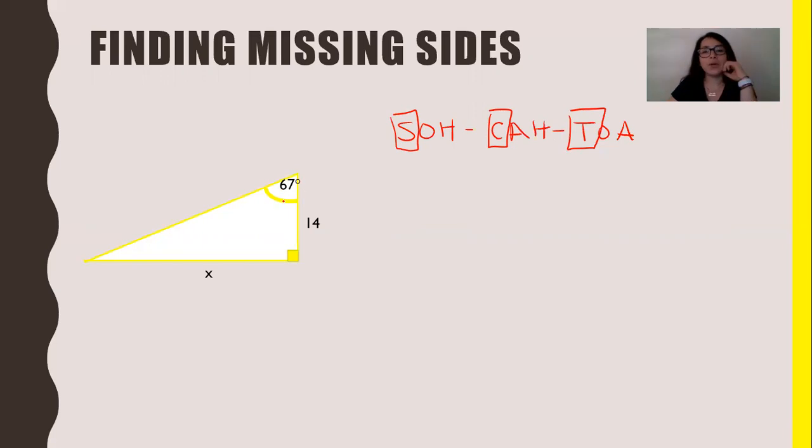But let's see what they give us. They give us this as our focus angle, and we know that that is our opposite. So they tell us our opposite is X. Do they give us an opposite? Yes. Now, do they give us a hypotenuse, which is across from that? No, they don't.